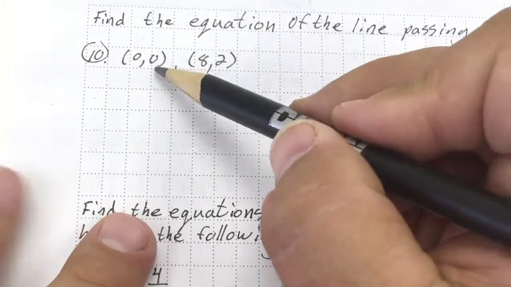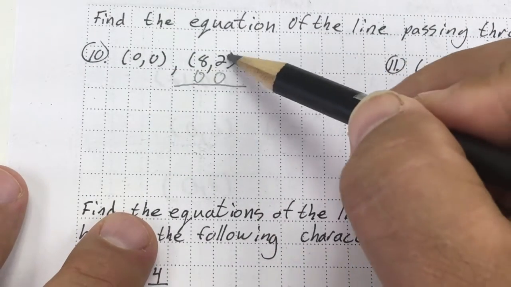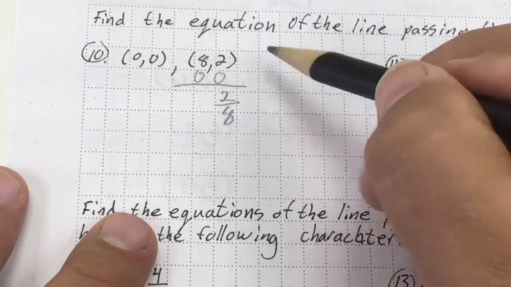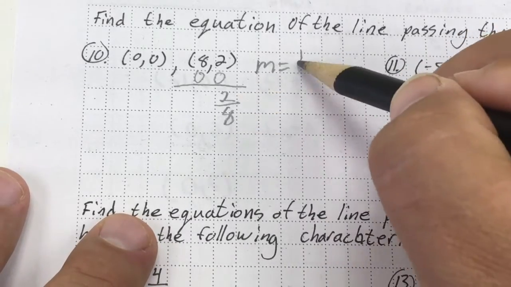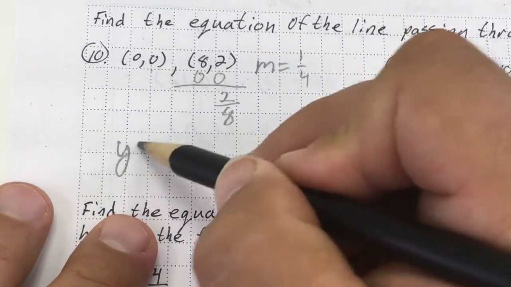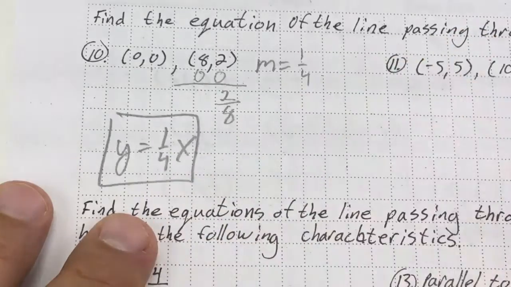Find the equation of the line passing through the points. So the first thing I'm going to do is find the slope. This one's simple enough if I stack and subtract. 2 minus 0 is 2, 8 minus 0 is 8, so the slope is going to give me 1/4. I'm going to use that with the y-intercept, so it's going to be y equals 1/4 x. It goes through 0, 0.